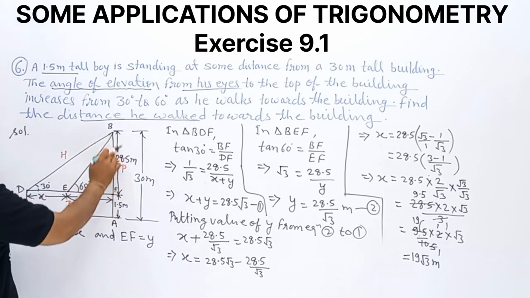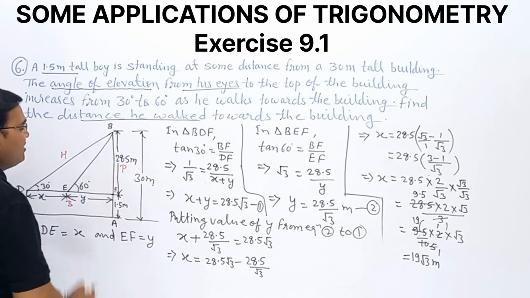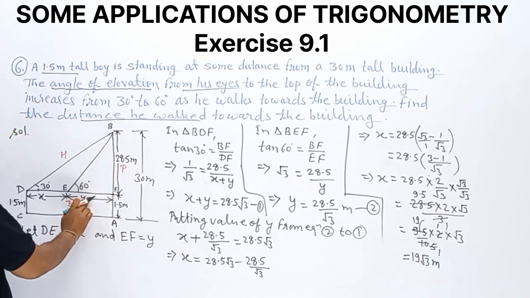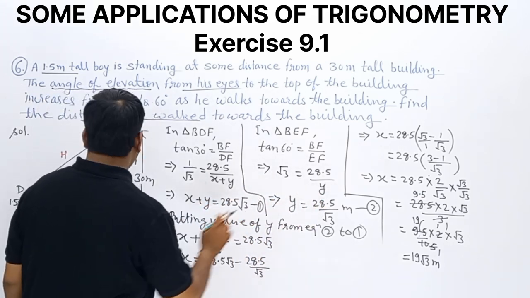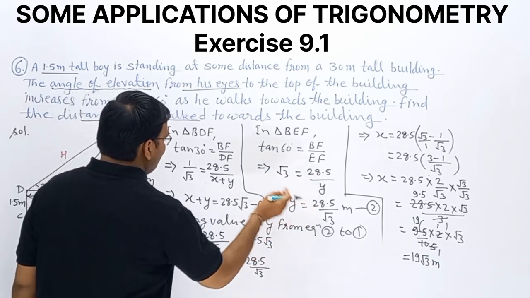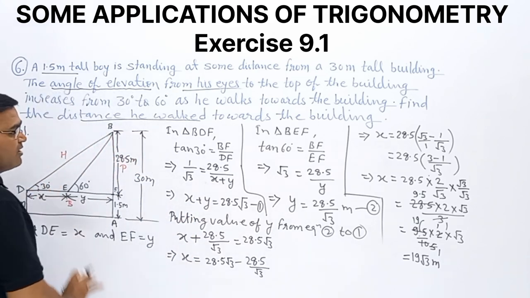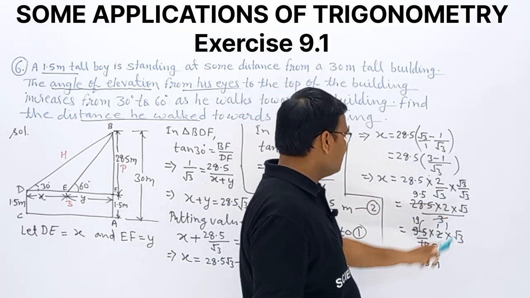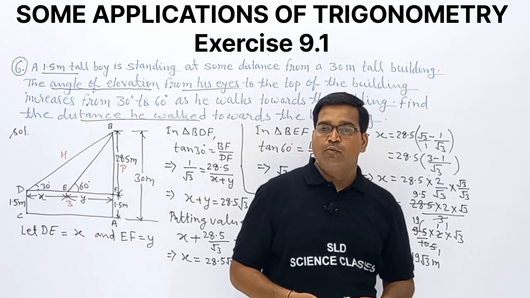Once we take this right triangle, again we have one angle and one side. We have perpendicular and base, and we want the base, so we will use tangent theta. We solve, then we get one value, and we get the base of this triangle. Clear? Then we put this value in this equation, and we get the value of x. But after rationalization the value of x is 19 square root of 3 meter.